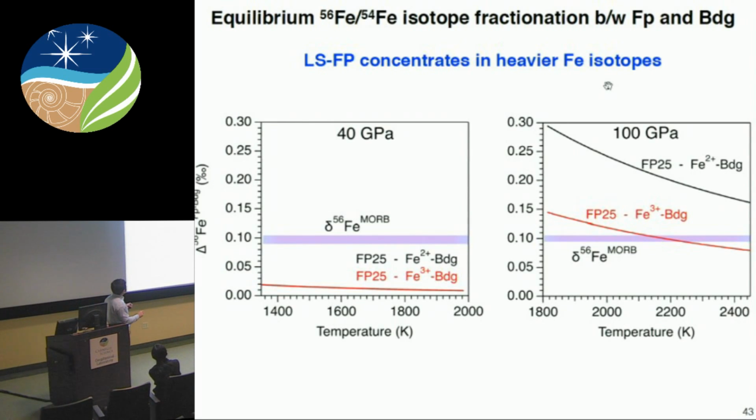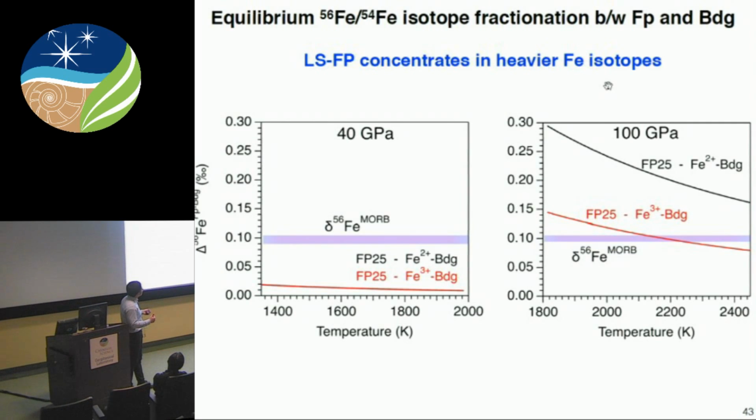Then we calculate what the isotopic fractionation is like at different depths. At 40 GPa, where no spin transition happens, everything looks very similar, so the fractionation is really small between ferropericlase and bridgmanite. This purple bar marks the isotopic composition for MORB. Back to the deep mantle, where the spin transition has already occurred, they really separate from each other.